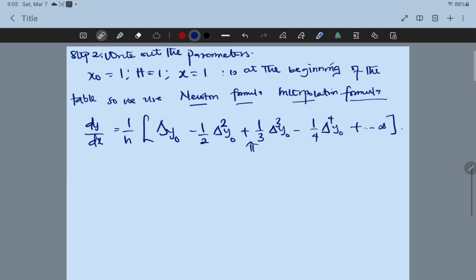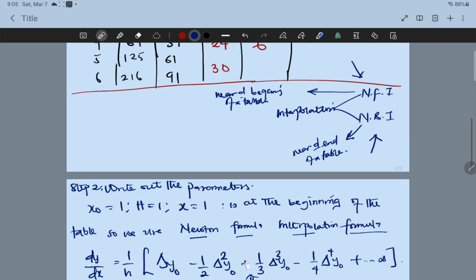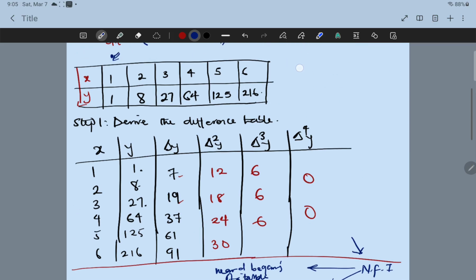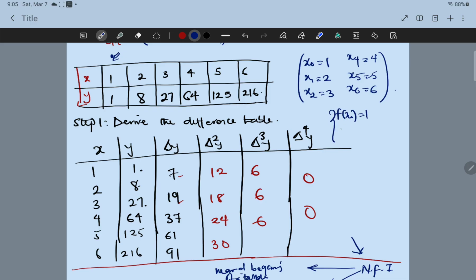So when we do that, this is what we're going to have, and then we can now say that the dy/dx at x equal to 1 is equal to, we have written the parameters. x0 is 1 from the table. From this table, x0 is 1, x1 is 2, x2 is 3, x3 is 4, x4 is 5, x5 is 6. But you see, f of x0 is 1, f of x1 is 8, f of x2 is 27. You know what I'm doing, right? Good. So that is exactly what we are saying here.